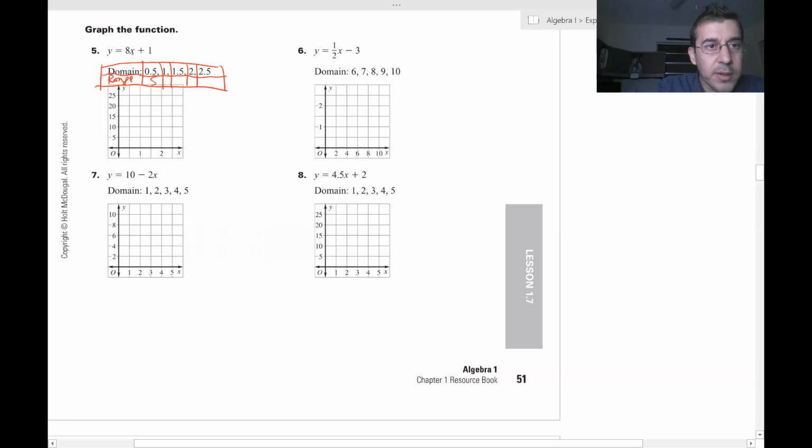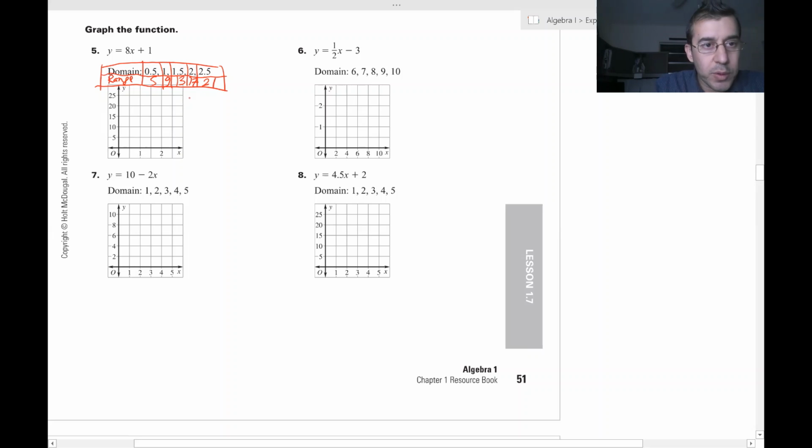When x is 1, 8 times 1 is 8, plus 1 is 9. When x is 1.5, 8 times 1.5 is 12, because 8 times 1 is 8, 8 times half is 4, 8 plus 4 is 12, plus 1 is 13. When x is 2, 8 times 2 is 16, plus 1 is 17. 8 times 2.5 is 20, plus 1, 21.